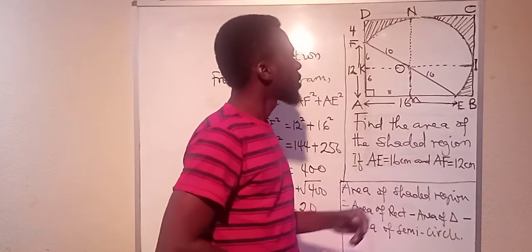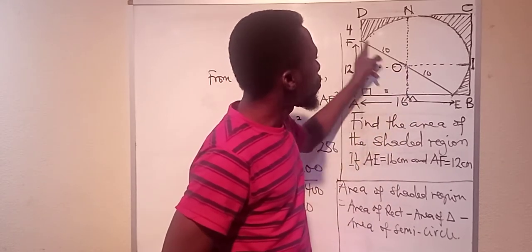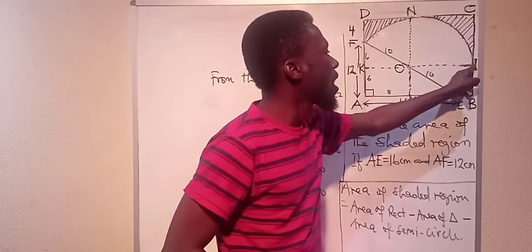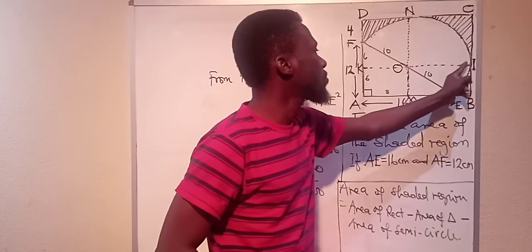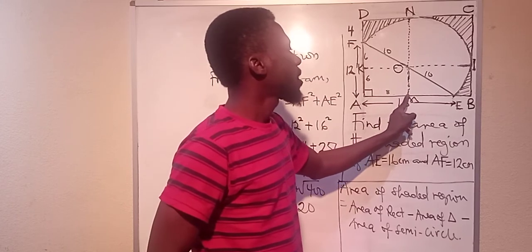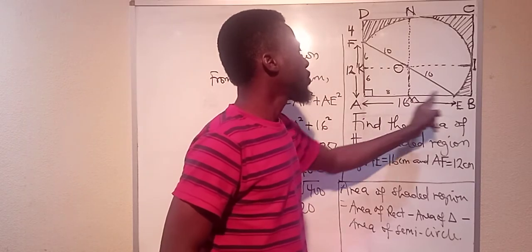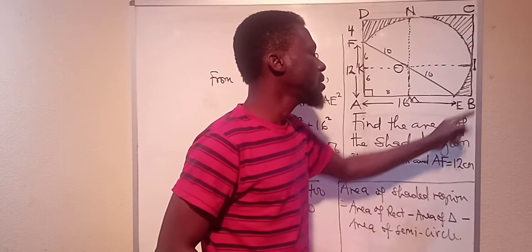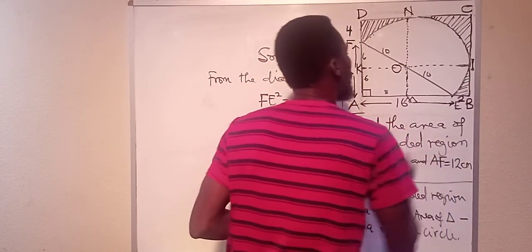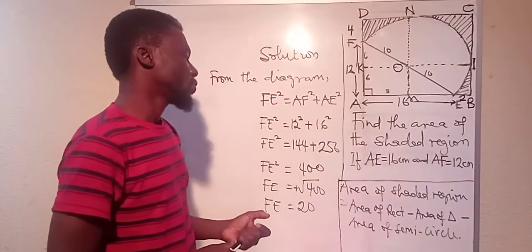Now let's come to this side. Here we can see that OI is also equal to OF, which is equal to 10. It's the same radius. That is, OE is the same as OI, which is also equal to 10. So if this is equal to 10, then AM is equal to 8. So 8 plus 10 will give us 18. But from A to E is 16. So that means EB is equal to 2. So we put 2 over here. So we can now say that AB is equal to 18.